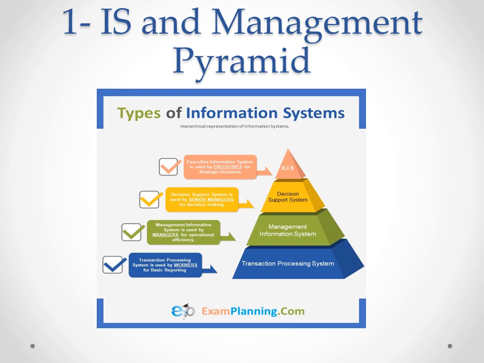Information Systems and Management Pyramid. Actually, business firms have different information systems to support their decisions at all management levels. We have operation management, middle management, and senior level management. If we start in this pyramid, the pyramid in a shape from bottom to up starts with transaction processing system.